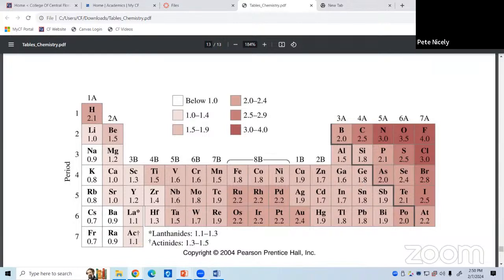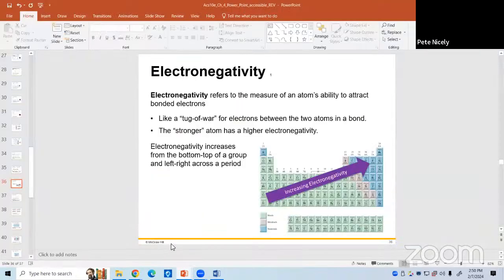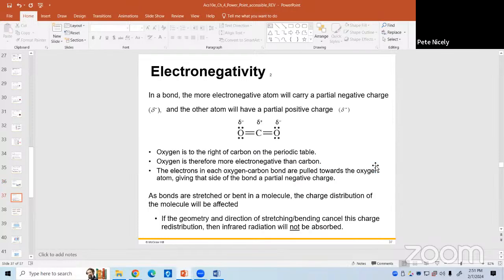So that's why, going back to the PowerPoint here, you'll see that they have this arrow pointing up at an angle like that, showing you the general trend in the change in electronegativity going across a period left to right and going from bottom to top of any group, all right? So that's basically the trend in electronegativity in the periodic table, all right?